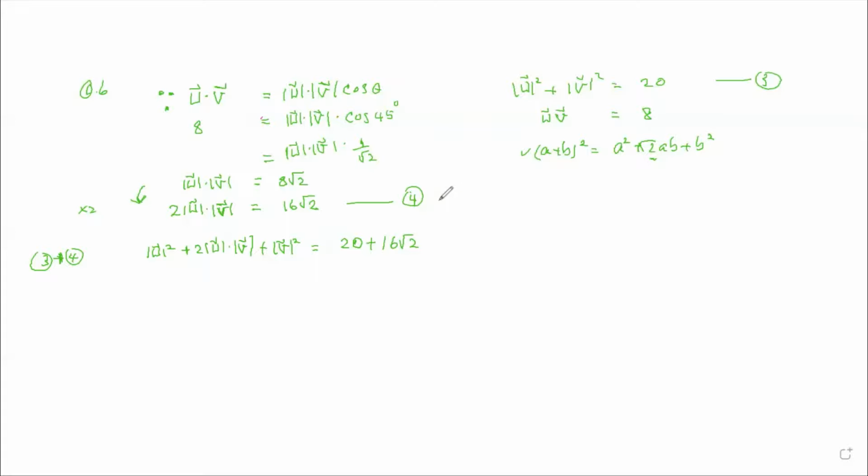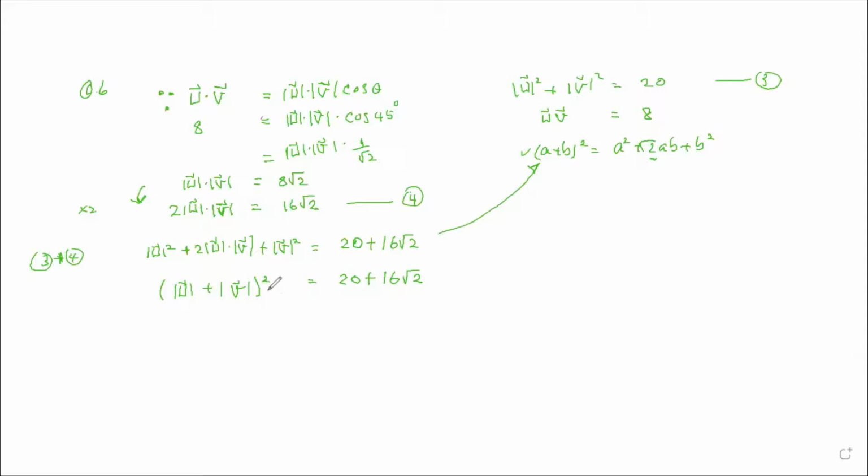Then this one gets into this formula now, so I can write it as the whole thing in brackets: the length of vector u plus the length of vector v, and the whole thing power 2, equal to 20 plus 16 square root 2.